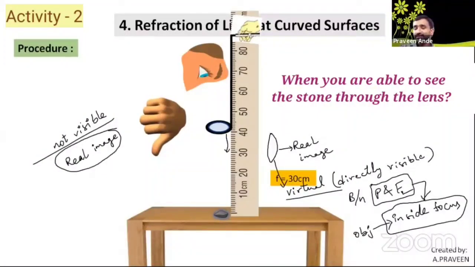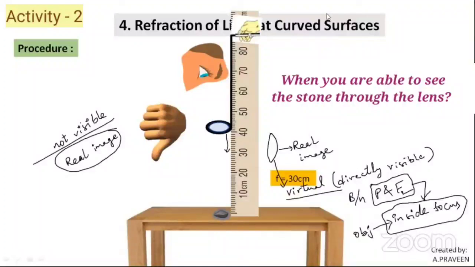That length is called the focal length of the given lens. So like this we can decide the focal length of the lens in the air. Now we just have to change the surrounding medium.